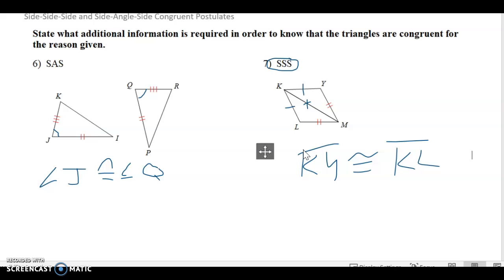Alright. Hopefully this information makes a little bit of sense. We're just looking to establish that 2 triangles are congruent through either side-side-side or side-angle-side, and to be able to determine what the missing piece of information might be.